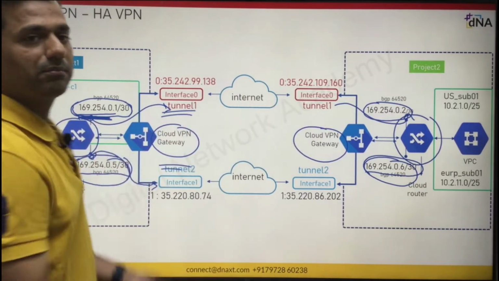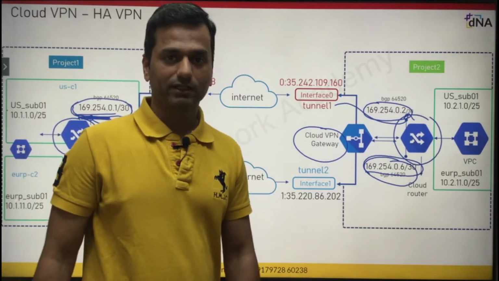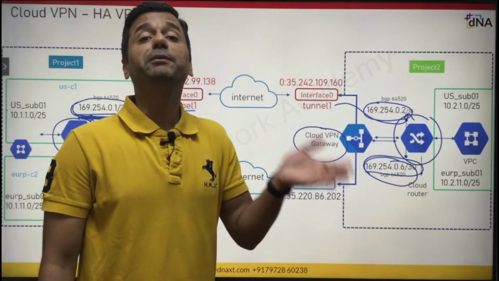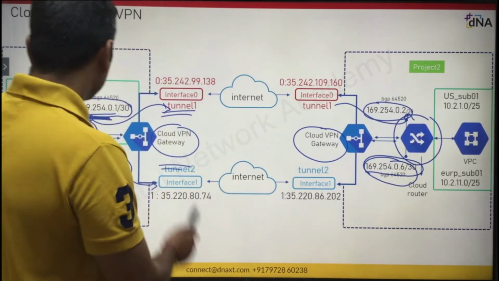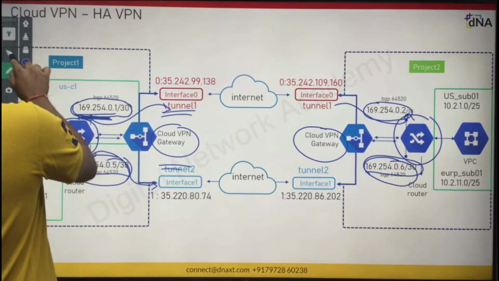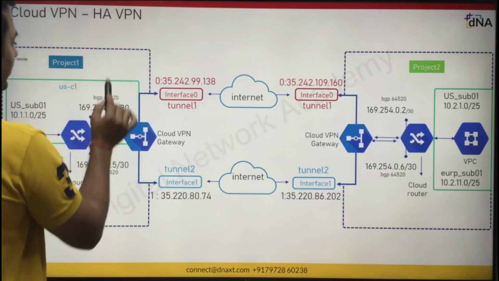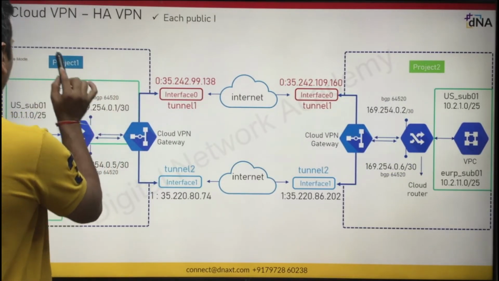Now, AS number. Both routers must have different AS numbers so that they form an eBGP neighborship. So here you go, guys. My AS, meaning project 1's AS, is 64520.